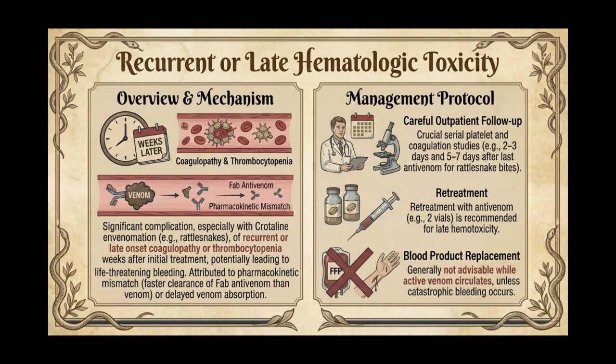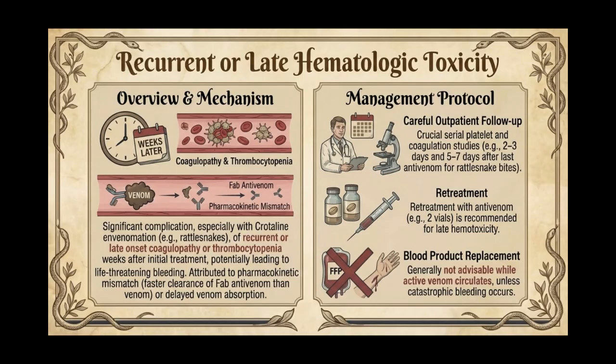The phenomenon is attributed to differences in the pharmacokinetics of venom and antivenom. Specifically, the clearance rate of Fab antivenom compared to venom, as well as the delayed absorption of venom from tissue depots and the dissociation of venom-antivenom complexes contribute to these recurrences. To prevent such recurrences, maintenance doses of antivenom are recommended, such as administering 2 vials of Fab antivenom every 6 hours for 3 doses. Despite this, recurrences can still occur even in patients receiving maintenance doses.